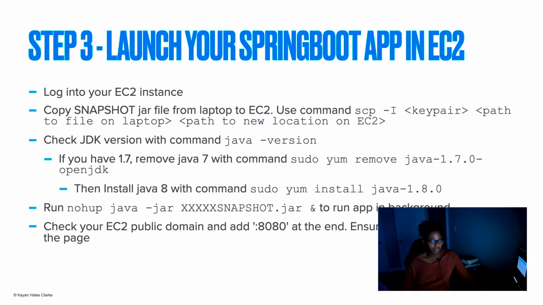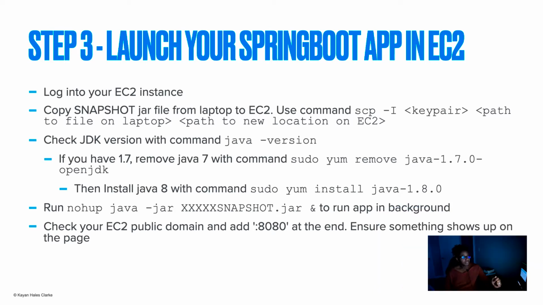So first we're going to log in. We've already logged in from the last step. We're going to copy the snapshot jar file from our laptop to our EC2. Check the JDK version, make sure the right JDK version is installed, because remember when we pulled down the project we were using Java version 8. Then we're going to make sure that the application is running in the background, and then we're going to make sure that we actually see something on our website. So let's go through the first step, which is to copy the snapshot file from our laptop into our EC2 instance.